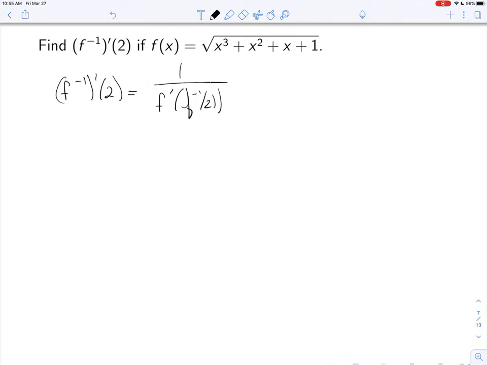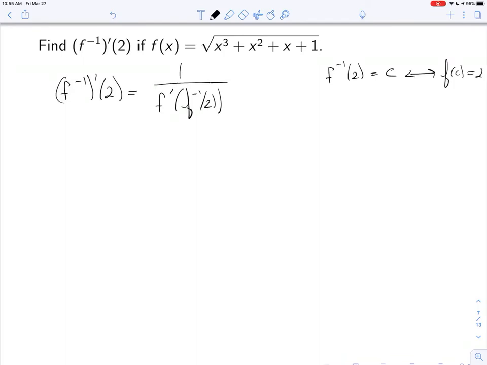And this is important that we know this formula because it actually guides you and tells you the things you need to know. You need to know f prime, and you need to know f inverse of 2. So let's figure out what f inverse of 2 is. F inverse of 2 is c if and only if f of c is 2.